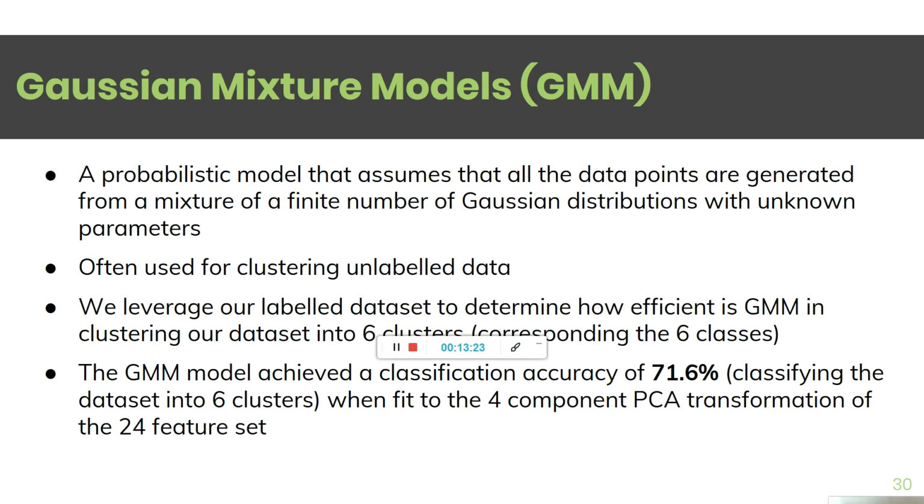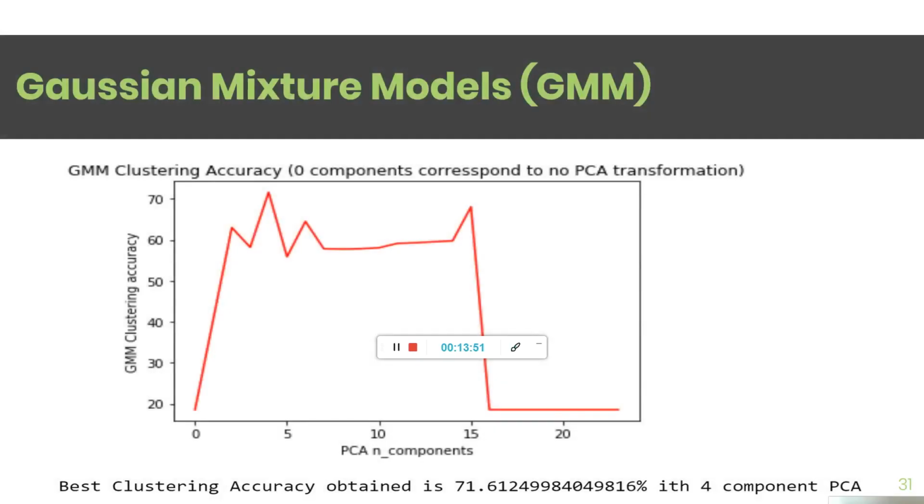However, it's a feature reduction technique that reduced the representation of each sample from 24 features to 4 features, and that actually provided better accuracy, or clustering accuracy, for the GMM model than when using the full 24 features, which also shows how feature reduction techniques are important for improving machine learning model accuracy and performance.